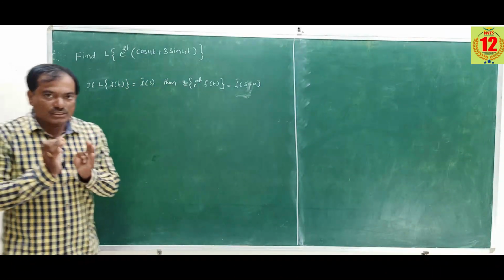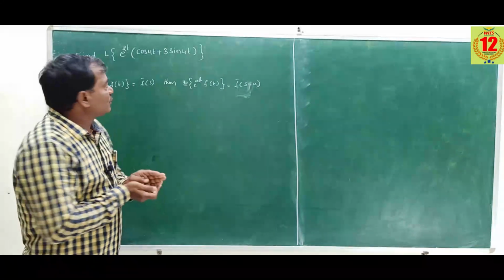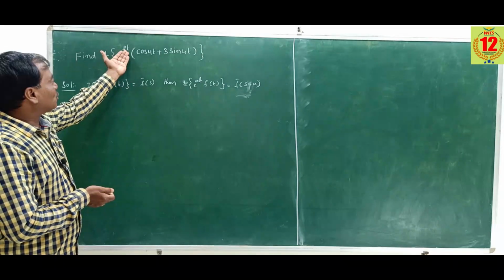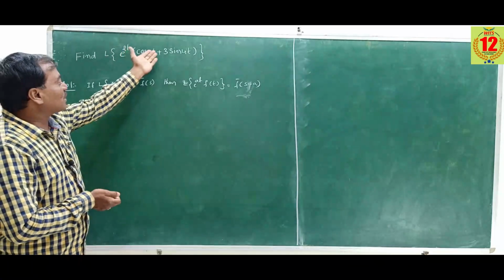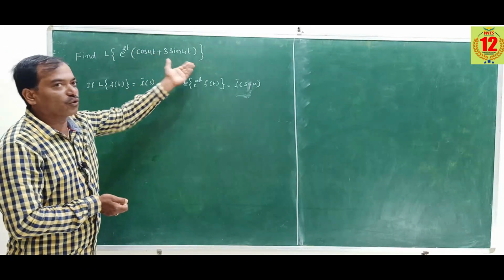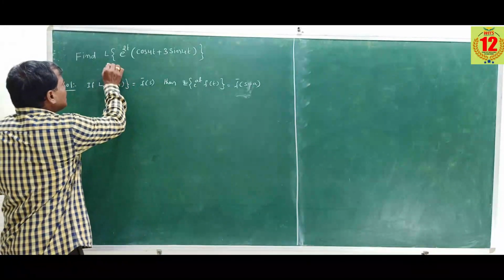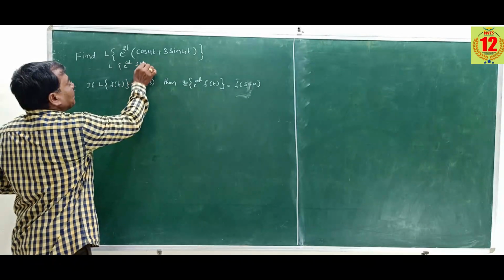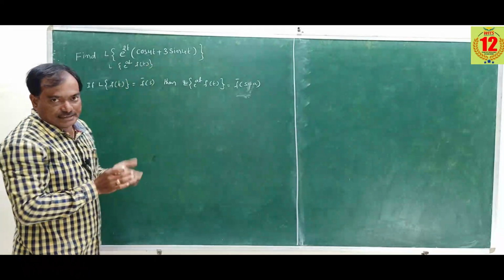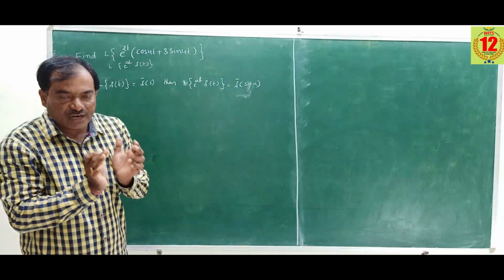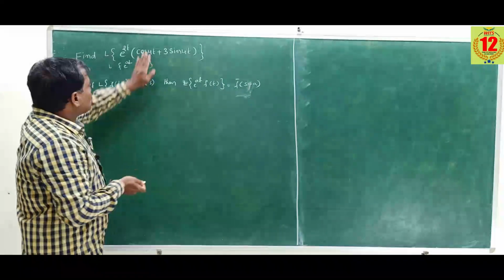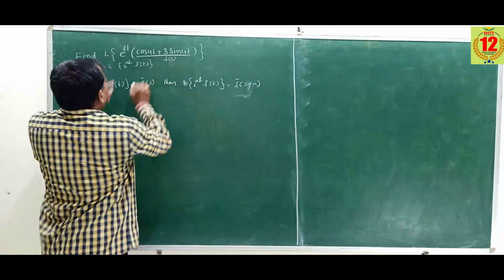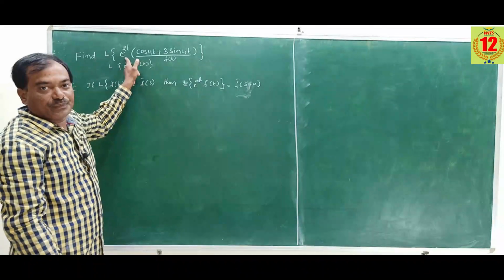First observe the given problem. The problem is: Laplace transform of e power 2t of cos 4t plus 3 sin 4t. This is in the form of the first shifting property. This part is f of t and this is e power at.